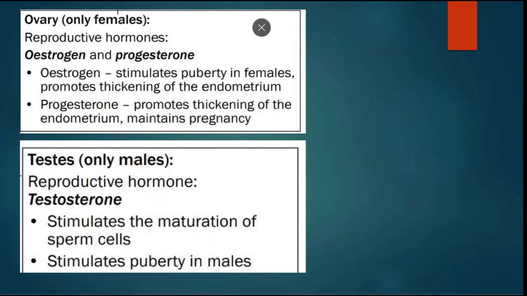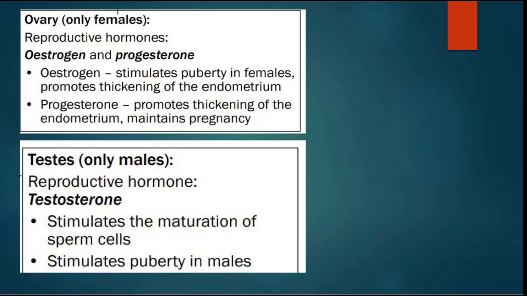Ovaries are only found in females. They secrete what we call reproductive hormones: estrogen and progesterone. Remember, I told you that you need to know the function of the glands, which is to secrete and make hormones, and also the function of the hormones secreted by the glands. Estrogen stimulates puberty in females. It promotes thickening of the endometrium.